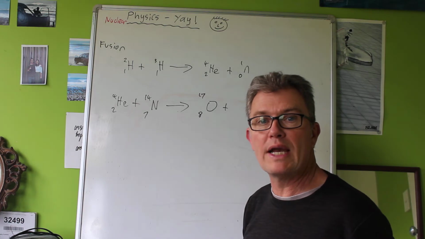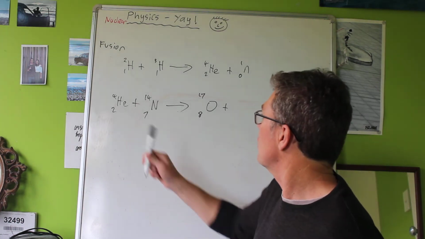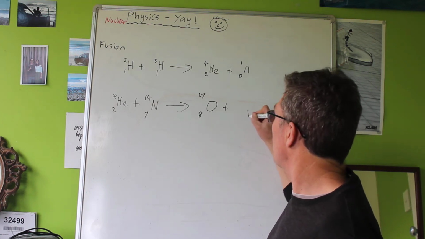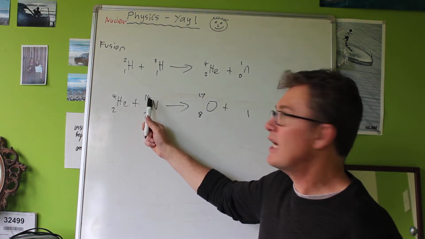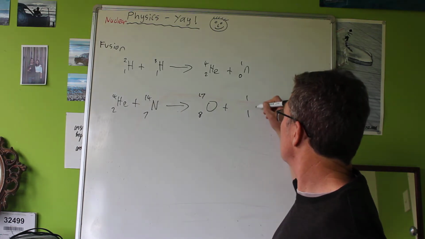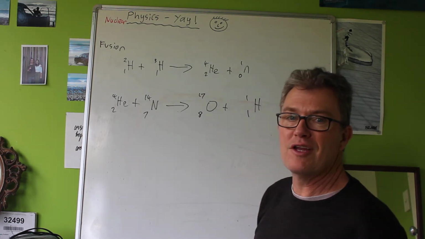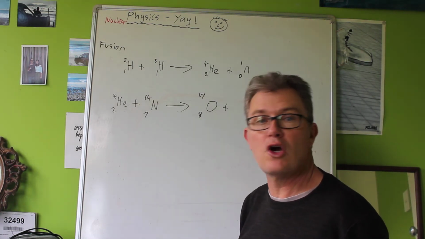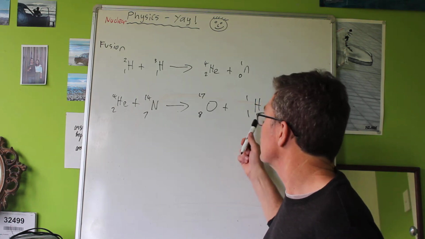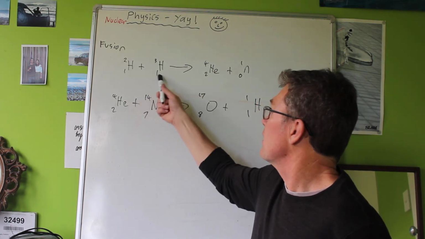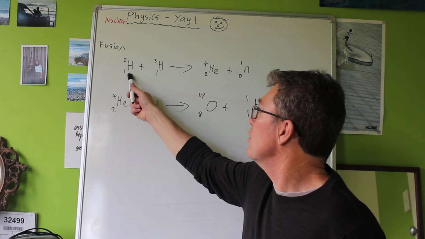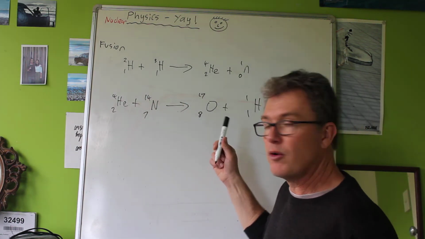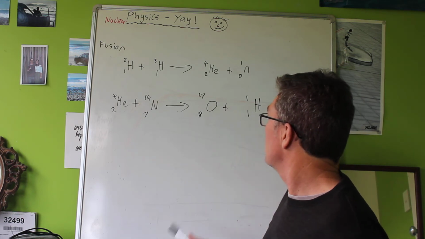If you know there's only one other product, what's it going to be? Well, 2 plus 7 gives us 9. This is 8, so it's got to be a 1. 4 plus 14 gives us 18. This is 17, so it's got to be a 1. The only thing that's got 1 proton and no neutrons is hydrogen. Normal, standard, Joe average, lunchbox hydrogen. Not one of these fancy, elaborate things here. This is hydrogen with a neutron. This is hydrogen with 2 neutrons. This is just standard hydrogen with 1 proton and no neutrons.